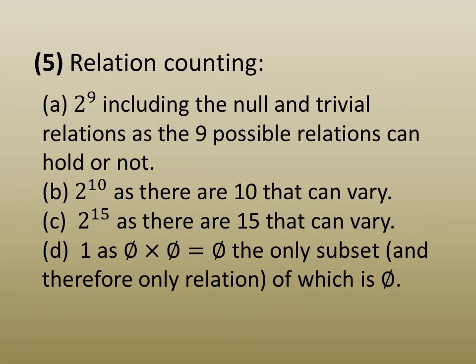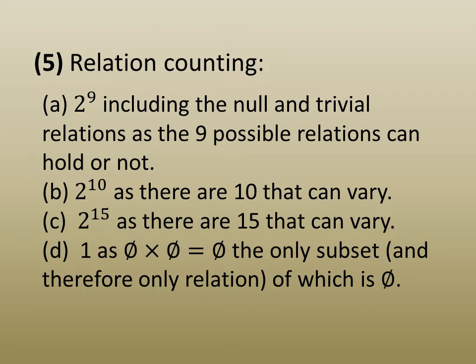Question 5. Part A. There are 9 possible relations, and these 9 can either hold or not, meaning there are 2 to the power of 9 possible relations, including the null and trivial relation. Part B. In this case, there are 10 relations that can vary, as 6 are identical, meaning there are 2 to the power of 10 relations. Part C. There are 6 relations that are fixed, and 15 that can vary, as the other 15 are identical, meaning there are 2 to the power of 15 relations.